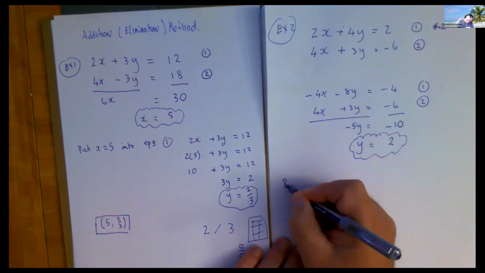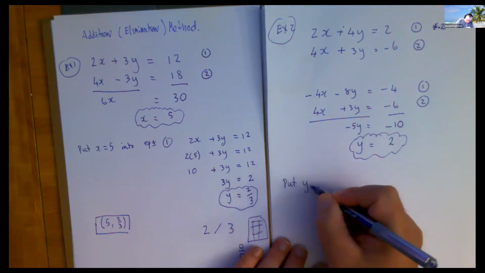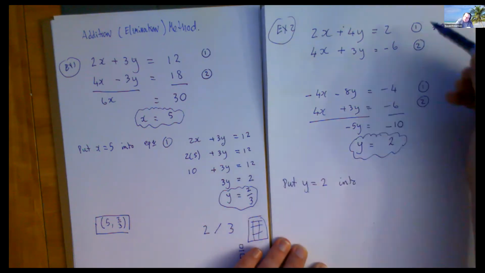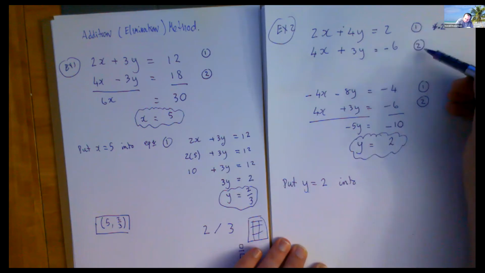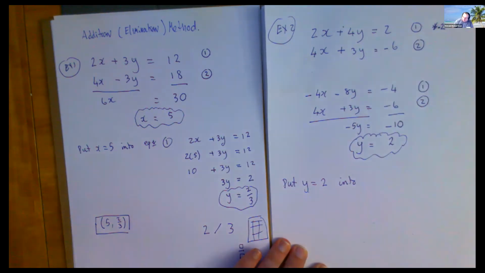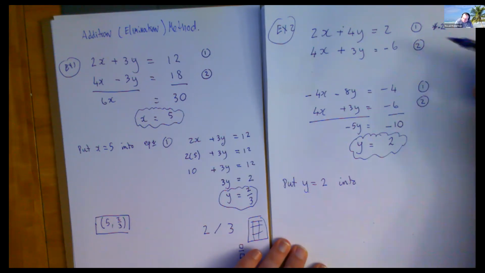And then I'm going to put y equals 2 into that equation, or that equation, or that equation. Doesn't matter, right? They all work. Anybody got a preference? If not, I'll just randomly pick one. You want that one? Yeah, I'll pick that one.